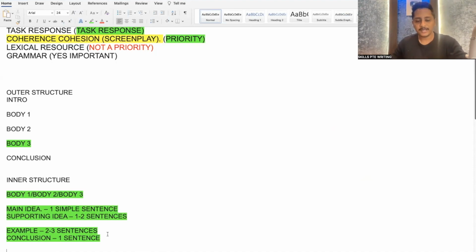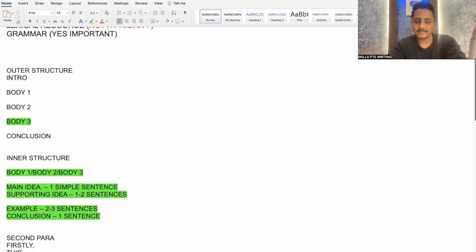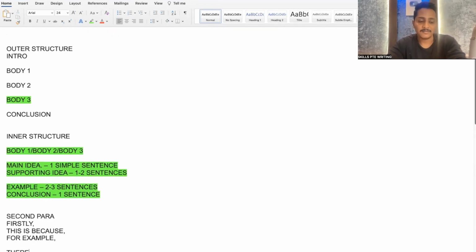Now the supporting idea, main idea things, right? Second paragraph, let's say, firstly. After the firstly line, this is because that's the supporting idea. This can go 1 or 2 sentences. Then, for example, this can go 2 or 3 sentences. Then, therefore. This is the structure that we use.